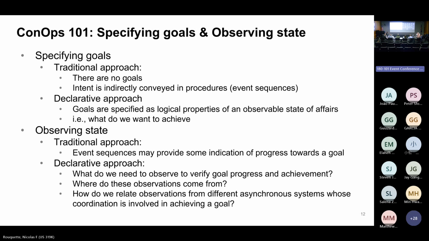In a declarative approach, you have to start asking questions about what it is that you need to observe to verify, in an unambiguous way, progress toward the goal, because you want to know, are we getting stuck or are we actually doing something towards the goal? And when do we tell that we're done? The second part is, where are those observations going to come from? Maybe it's multiple levels.